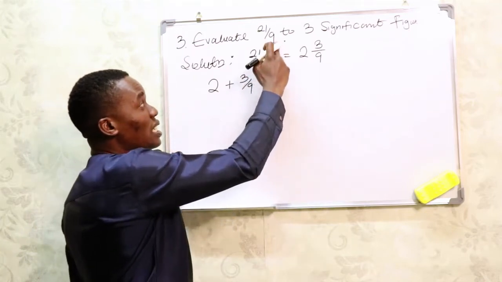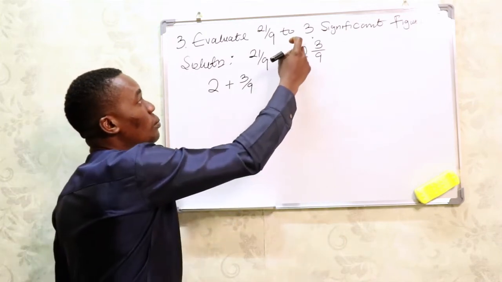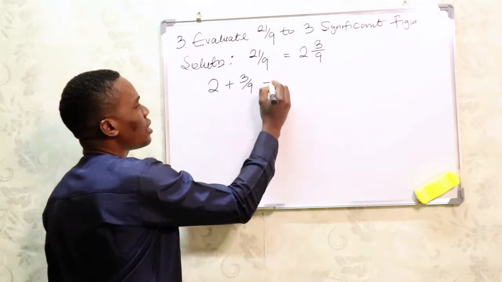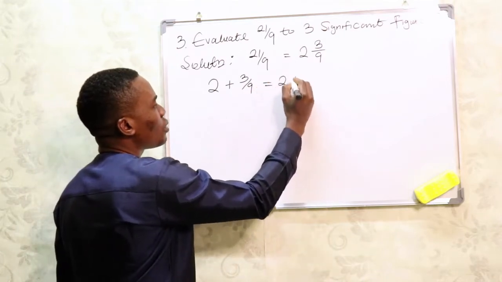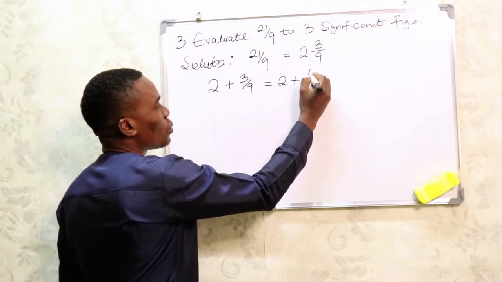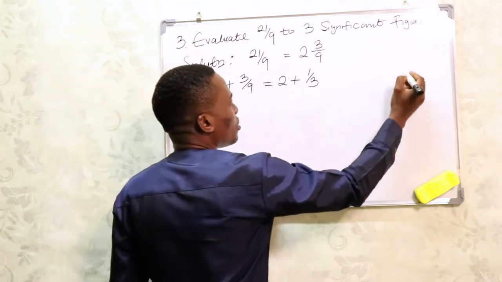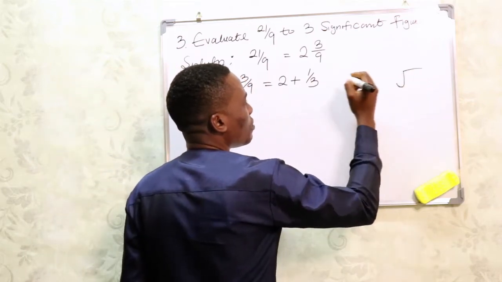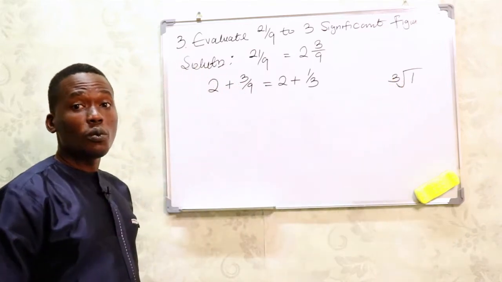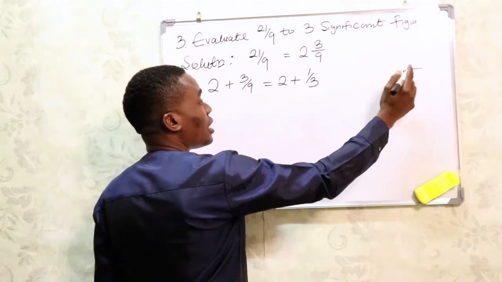Remember, we are taking this to a decimal value, which will end up being a 3 significant figure. Now let's solve this. This will give you 2 plus, if you simplify this further, 2 plus 1 over 3. Now we want to solve this 1 over 3 using a long division. We are asked to divide 1 by 3. Now dividing 1 by 3, what do you have? 1 divided by 3 is not possible.